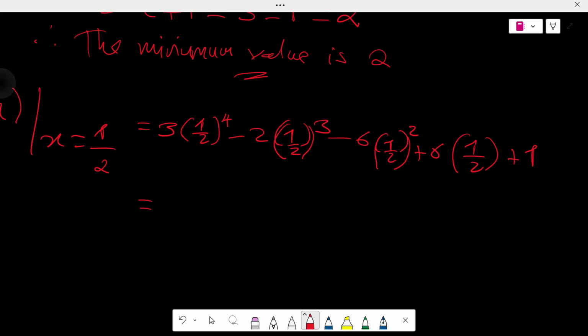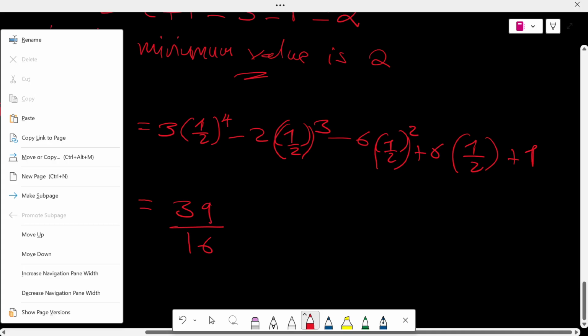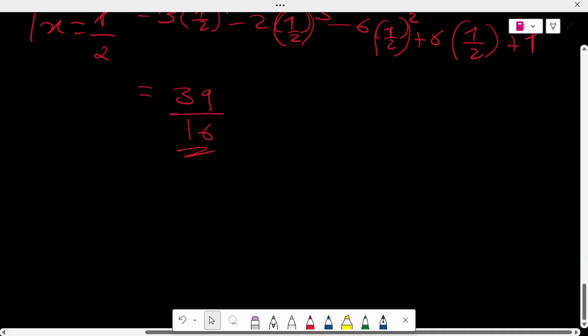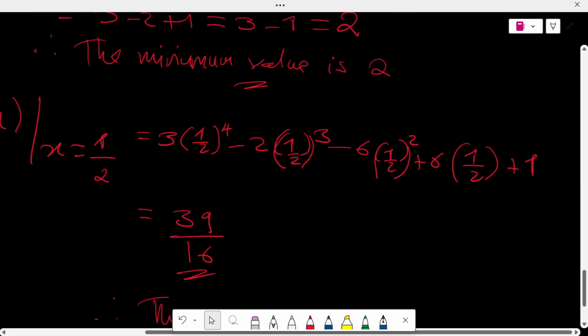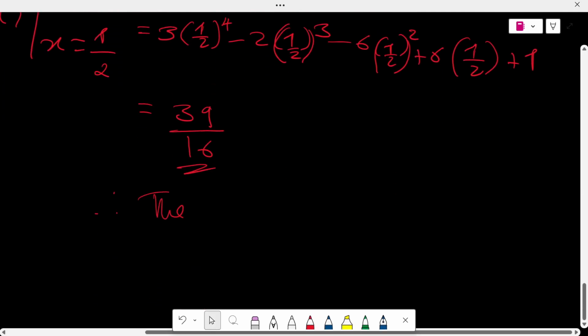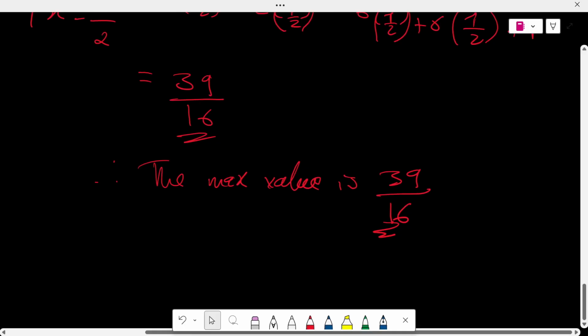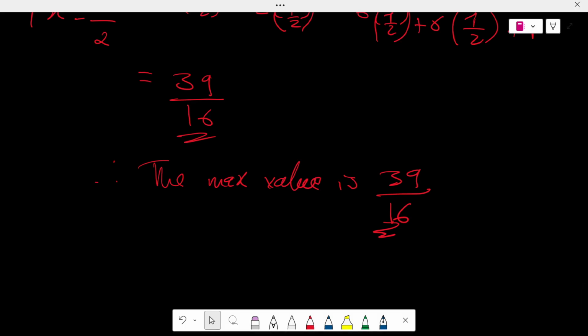So it's giving us 39 over 16. So you even write a statement, therefore we said we have a maximum at half. The value is 39 over 16. Alright guys, so this is how we can apply the concepts of maximum and minimum in such a case.